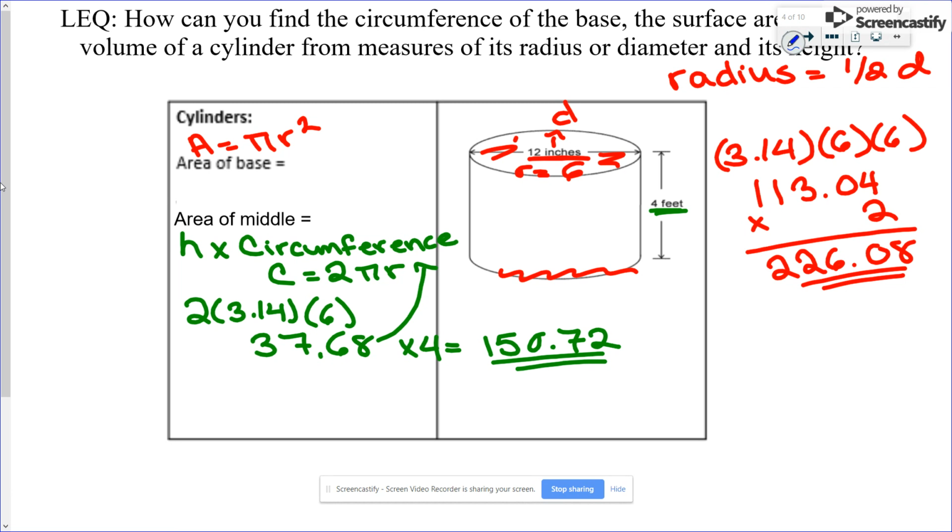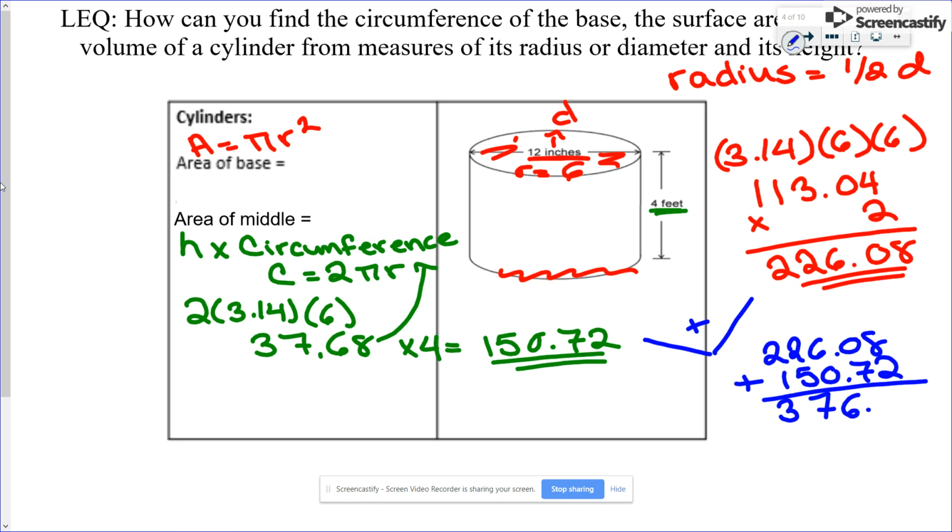If you remember from the last slide, our last step is to just add the 2 together. So I'm going to take these and add them up. 226.08 plus 150.72, and I will get 376.8.